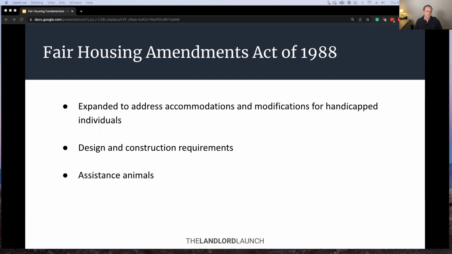Okay, so this is kind of getting back to that Fair Housing Amendments Act of 1988. This is where the first significant expansion of the law occurred since its inception. And again, it was expanded to address the accommodations and modifications components for disabled individuals, handicapped individuals. This also affected the design and construction requirements. Again, we're not going to get much into that, but this is where a lot of that came into being.